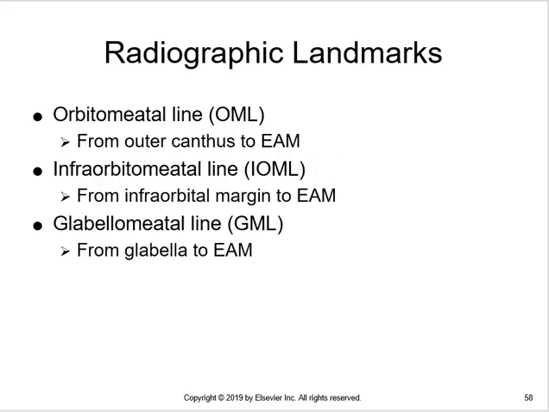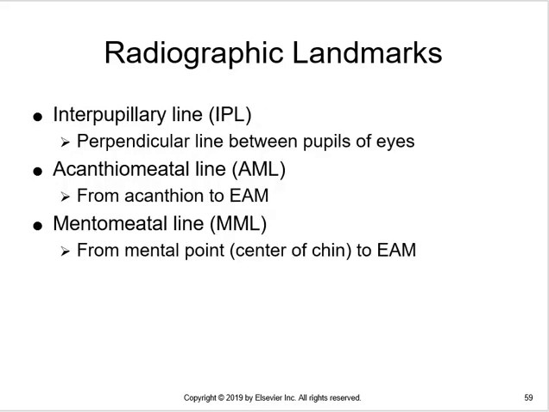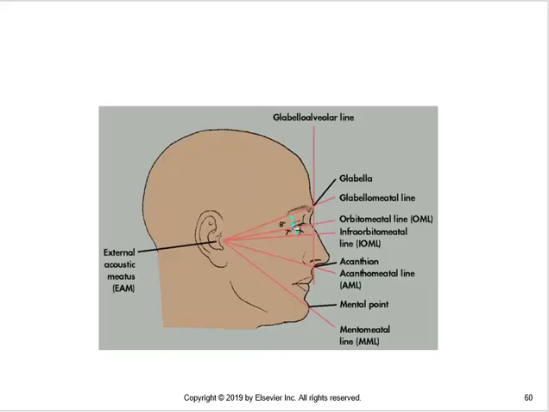So the orbital meatal line would be just that. It's a line that runs from the outer canthus of the eye to the EAM. Infraorbital meatal line would be from the bottom of the eye out to the EAM. The glabellomeatal line, obviously, from the glabella out to the EAM. The interpupillary line is a line that runs between the pupils. The acanthomeatal line goes from the acanthion out to the EAM, and then the mentomeatal line goes from the peak of the chin, which is the mental point, out to the EAM.